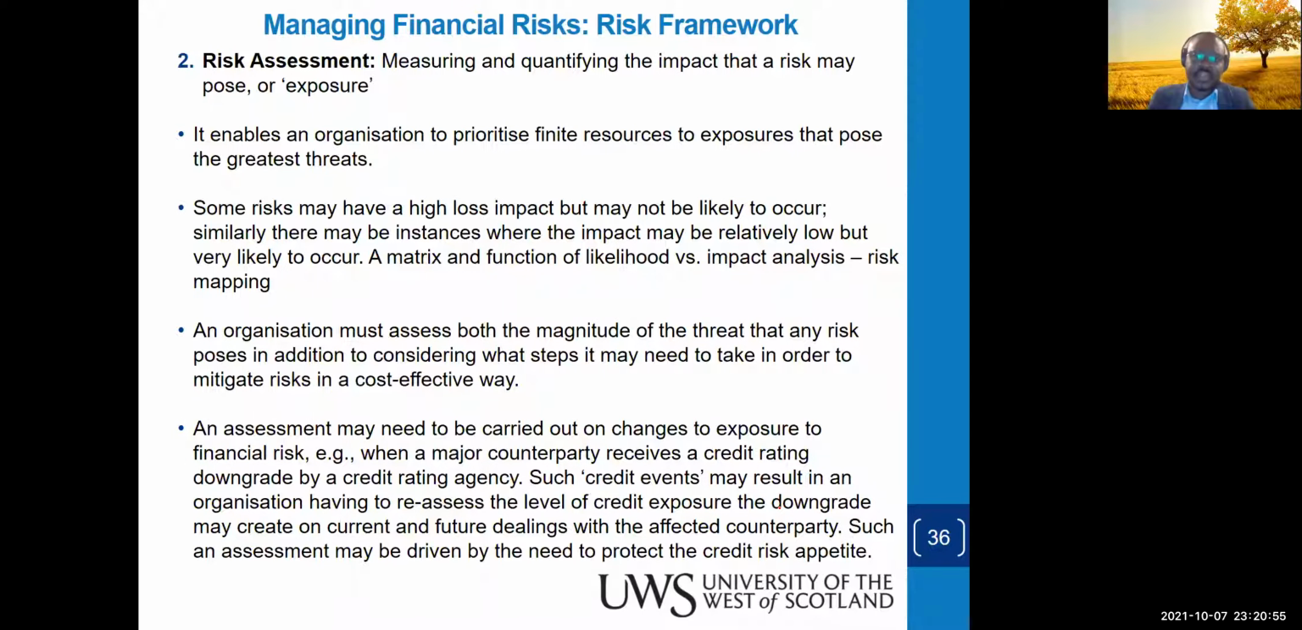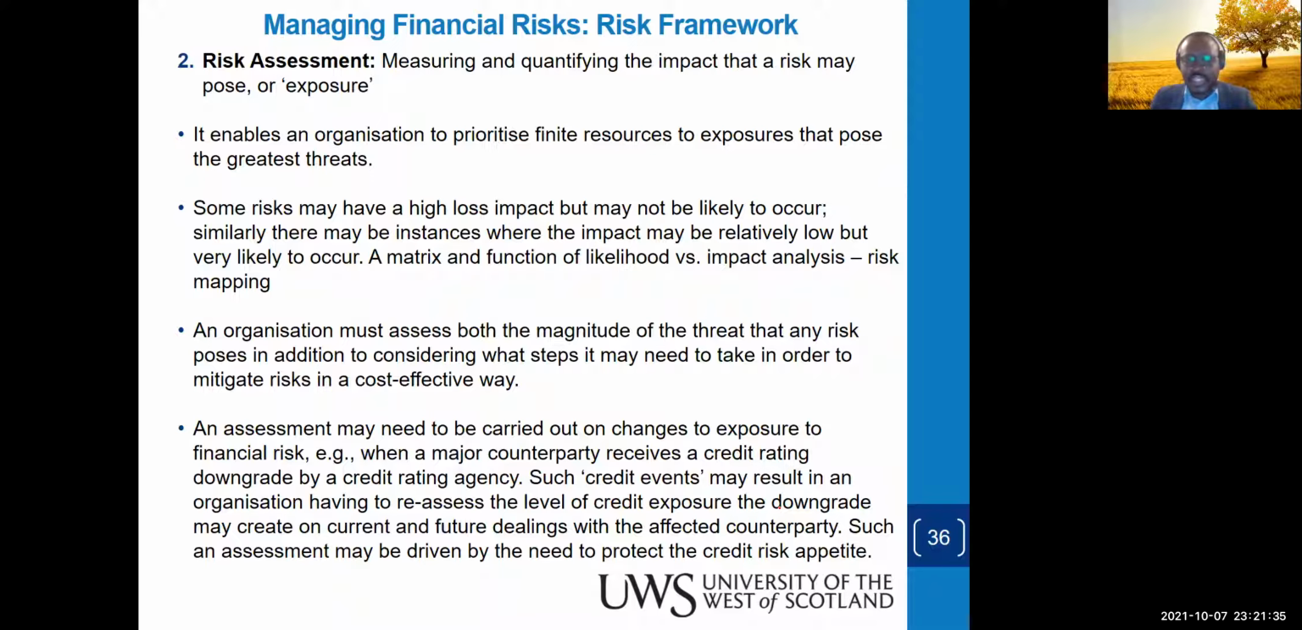The next step in the framework is to undertake a risk assessment: measure, quantify them, and then look at whether the impact is okay for us to accept, to tolerate, or to avoid, or to transfer, or to treat, whichever dimension we want to take. So it is always important to have a risk assessment matrix, which will look at the function of likelihood versus impact. Do a risk mapping, and then assess the magnitude of the threat that the risk may pose to the organization and the steps that we can take as an organization to mitigate this risk in a cost-effective manner.